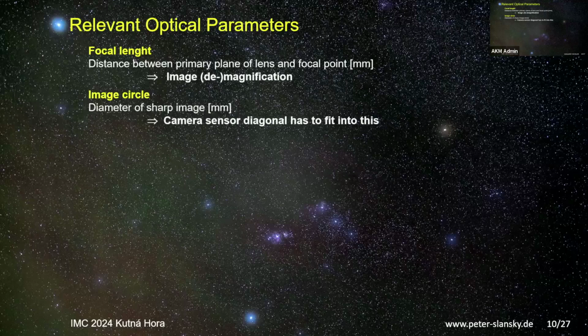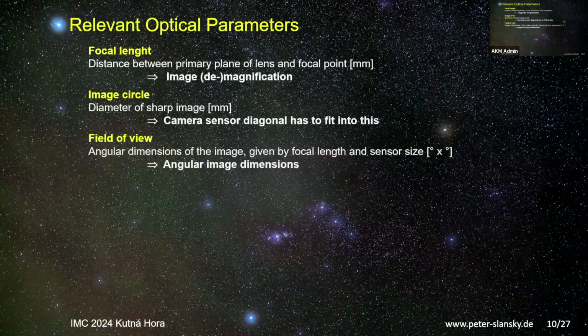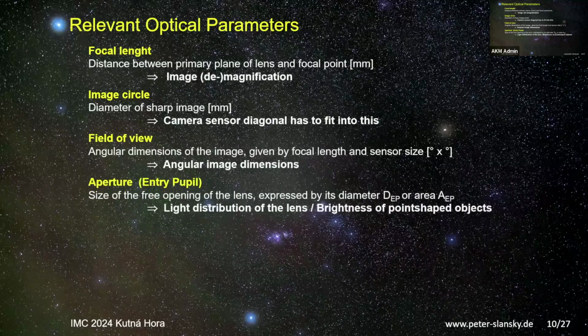The image circle: any sensor is limited by its diagonal. The image circle of the lens is round, and the sensor is usually rectangular and has to fit into it. Am I running out of time? One minute? Okay, then I ignore that. The field of view is of course very important for us, because when we catch meteors, we want a high field of view. And the aperture size, that's the real thing that we want.